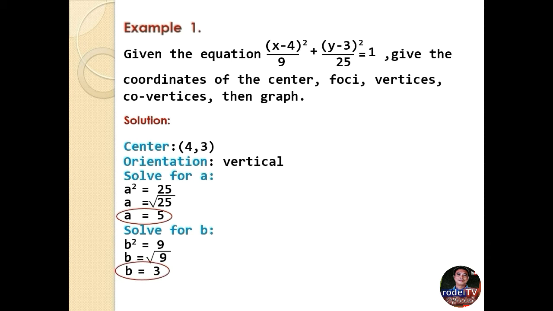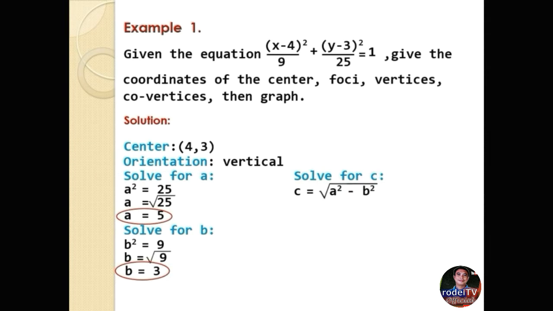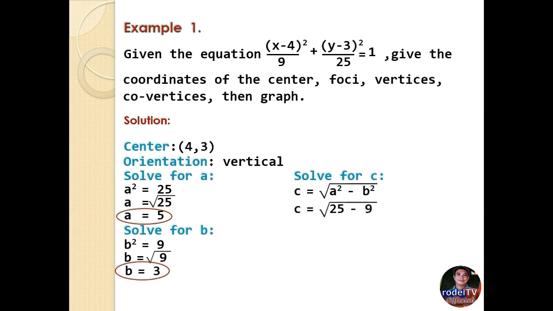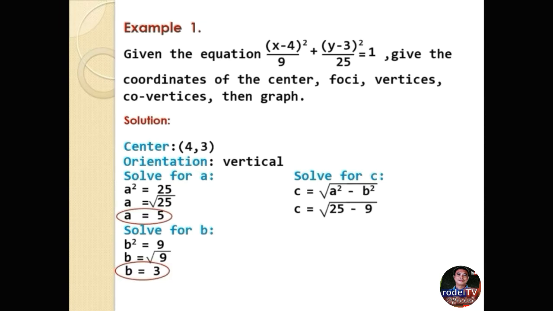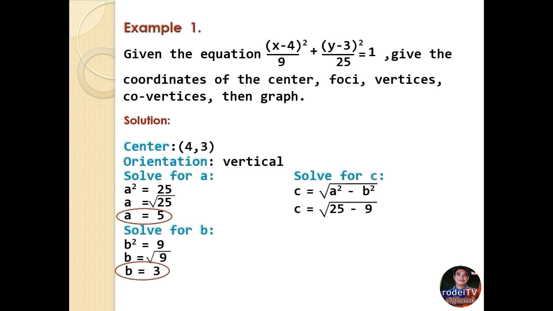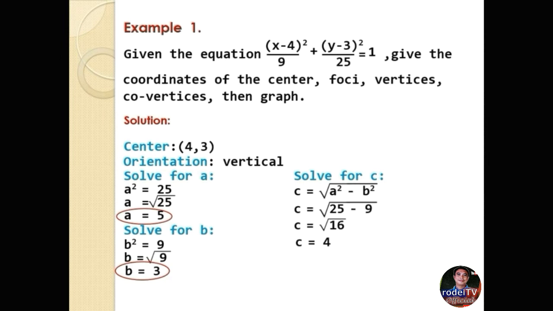Let us now solve for our c, or our focal length. Substituting the value of our a squared and b squared to our formula, so we have 25 minus 9. And what is the value of 25 minus 9? We have 16. Now, what is the square root of 16? We have 4. Therefore, the value of our c is 4 units.